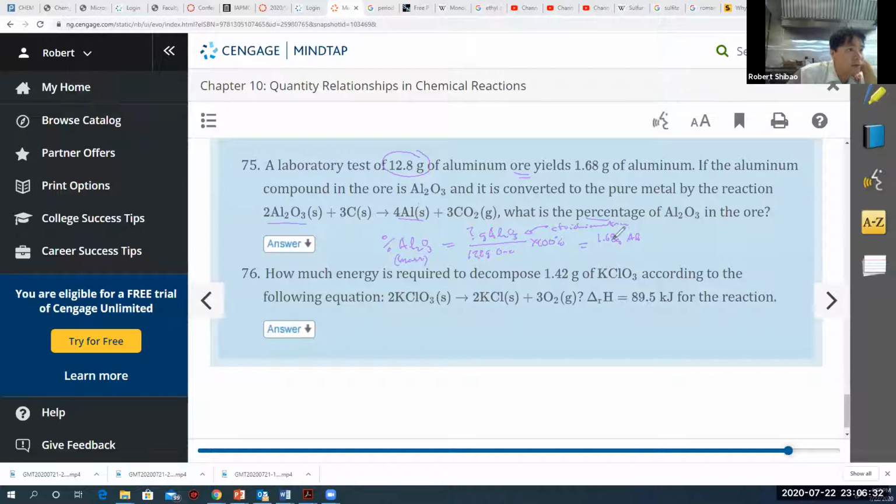So we'll go grams of aluminum to moles of aluminum, and then moles of aluminum to moles of aluminum oxide, or alumina. This is called alumina. So it's going to go to moles of aluminum oxide, Al2O3, and then moles of aluminum oxide to grams of aluminum oxide. And this is going to give me the grams of aluminum oxide that was contained in the ore that was processed here, divided by the grams of ore, 12.8 grams, times 100%.